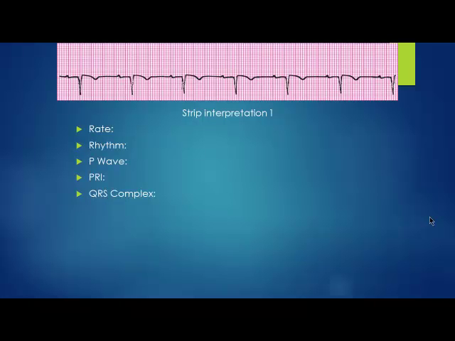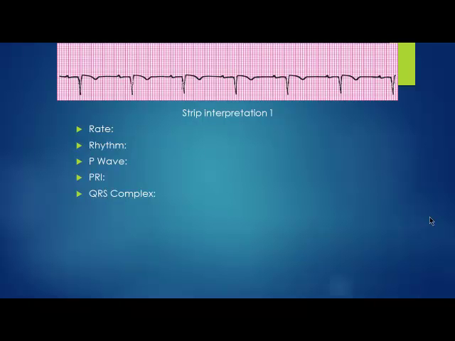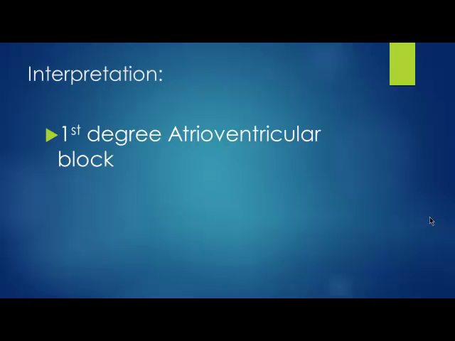Just really quickly, we're not going to spend a lot of time with this, but really quickly with strip interpretation. Alright, what's your rate? Alright. Regular or irregular? You got a P wave? Yep. What about your PRI? I know y'all can't really count it too well, but does it look like it's 0.3? All right. First degree AV block with sinus rhythm.